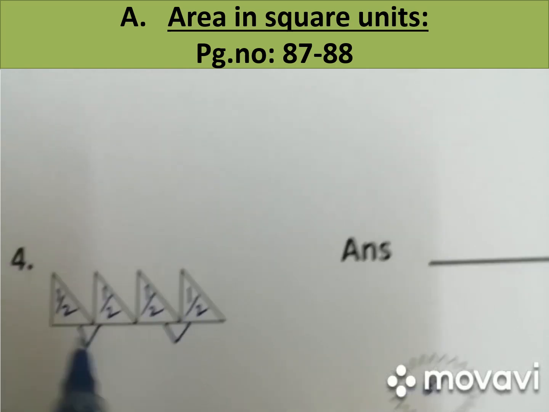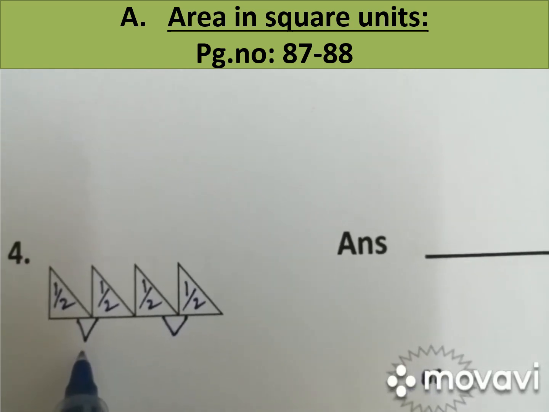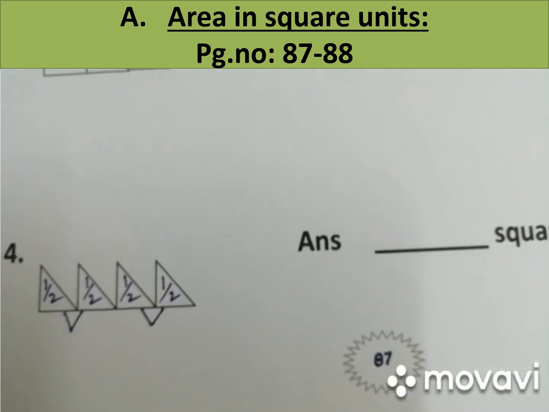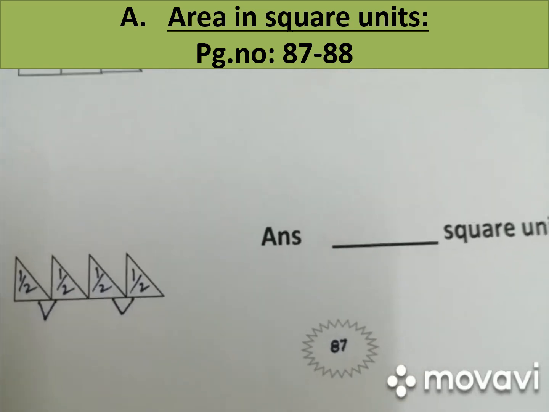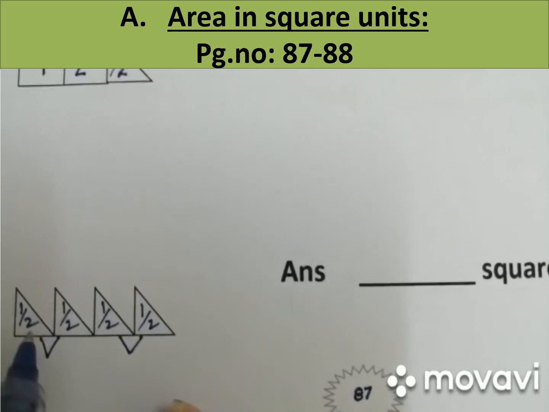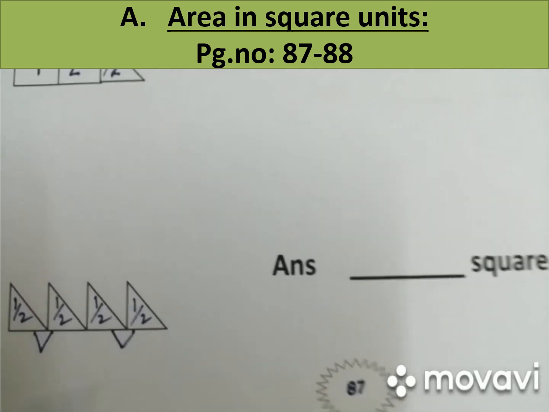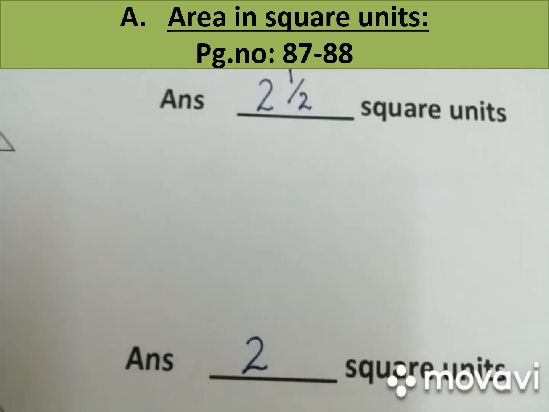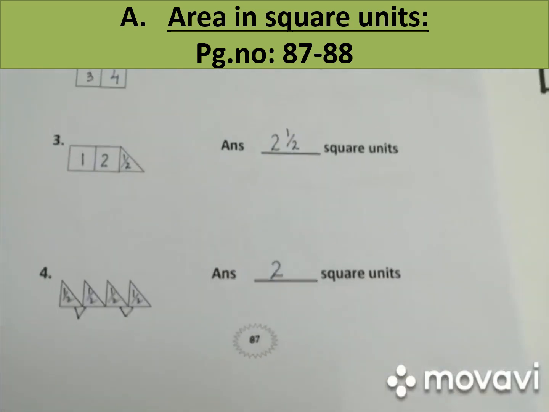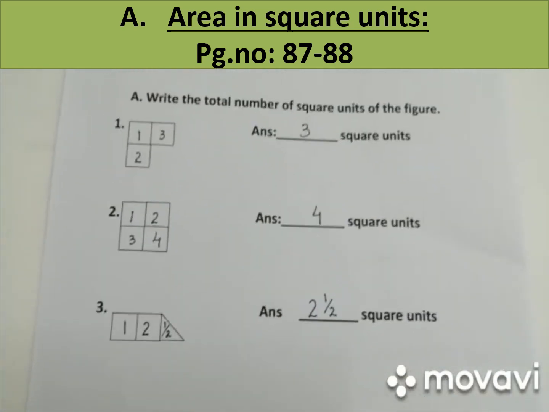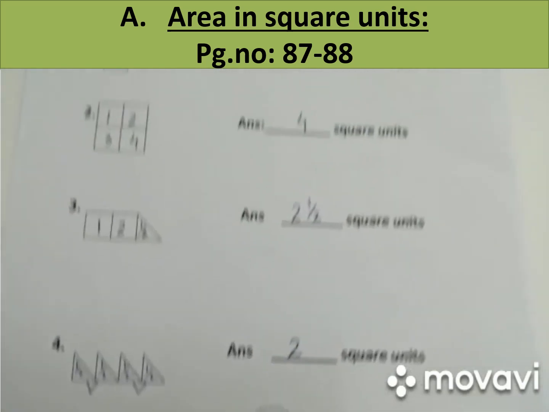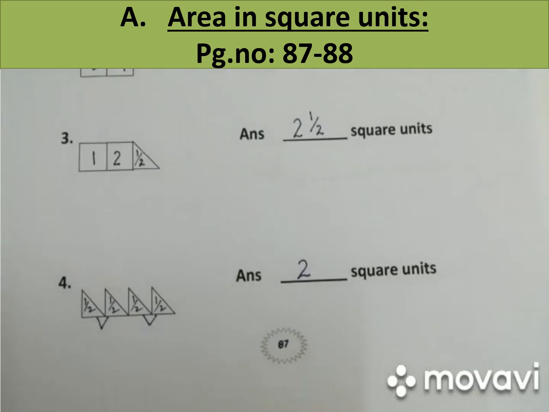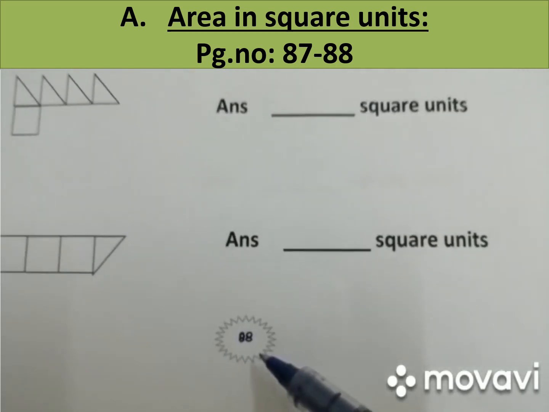That means 1 and 2. Total number of squares are how many? 2 squares. Can you tell me? Yes, 2 are here. 1 and 2. So we can write here 2 square units. Okay, this was all about page number 87. Now we will continue this. We will do another page, page number 88. Now dear, this is page number 88.